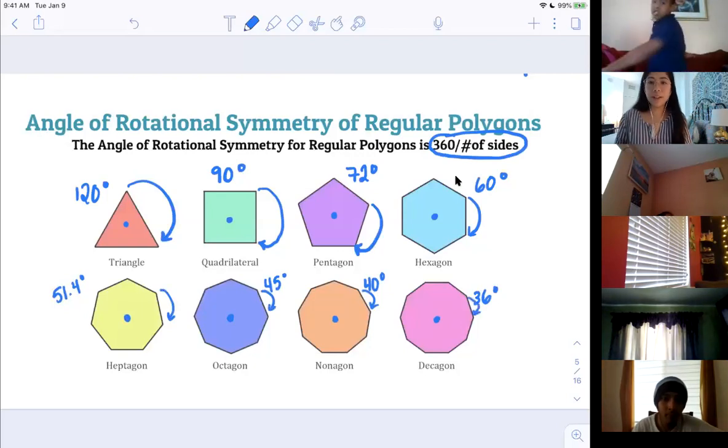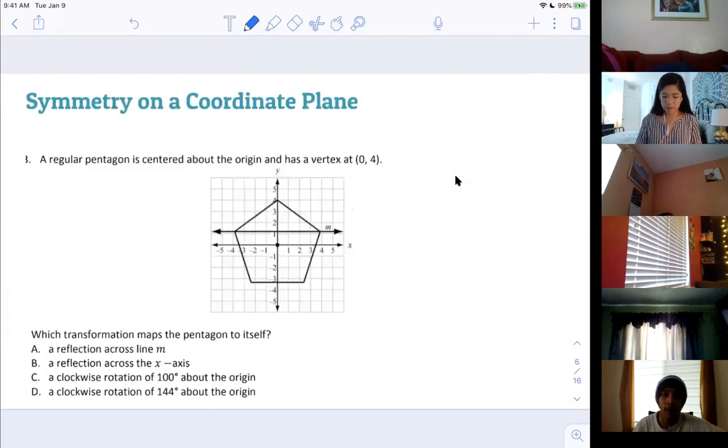But you will definitely see a question like this on a test, I guarantee, because they love to ask this question. But if you just remember, 360 divided by the number of sides, boom, that's all you need to know. Any questions on this? All right. Now, let's do a couple.